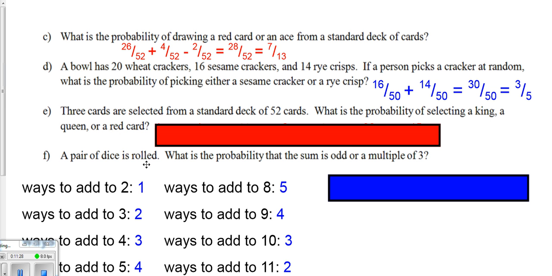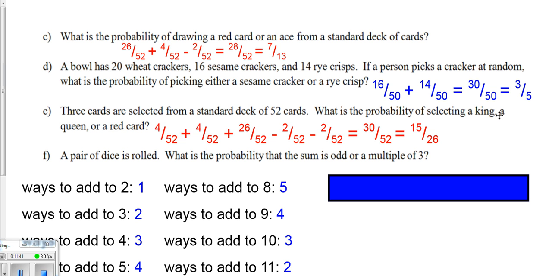3 cards are chosen, selected at random from a standard deck of 52 cards. What's the probability of selecting a king, a queen, or a red card? So, probability of selecting a king, there are 4 kings out of 52. Selecting a queen, there would be 4 queens out of 52. Probability of selecting a red card, there are 26 out of 52 red cards.